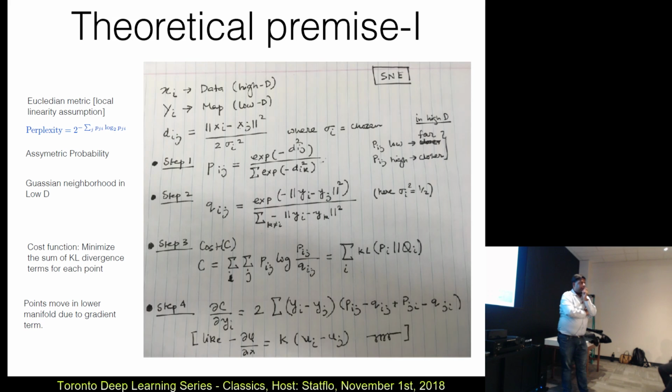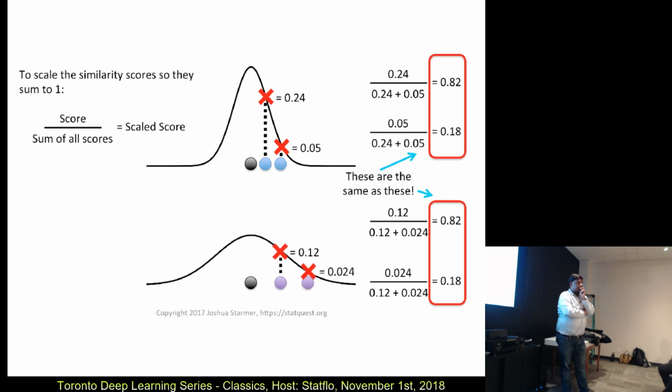Question. When you scale, do you scale per cluster? Oh, per point. So for every point, you are calculating this distribution function. Okay. So P_ij is a distribution function for point i with all other points j, except that P_ii is 0. So okay.